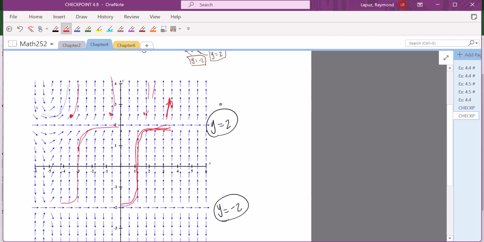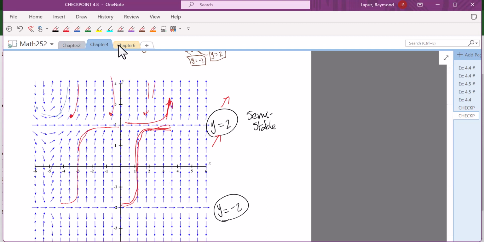So for 2, above it we got something that's pulling away, and below it we got something that's approaching it. So this is what we would classify as semi-stable. Semi-stable, because it's not approaching it from both sides, and it's not pulling away from it from both sides.